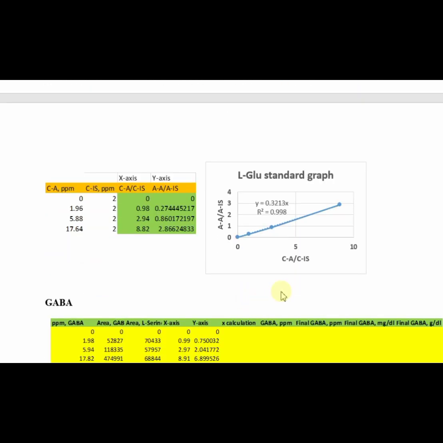Likewise, we can prepare a standard curve for L-glutamate. Left hand side is the concentration in ppm of L-glutamate. Left middle is CIS, concentration of L-serine, that is 2 ppm. And x-axis and y-axis values can be drawn as described before. And then we can plot y-axis against x-axis as shown in the graph. This is for L-glutamate.